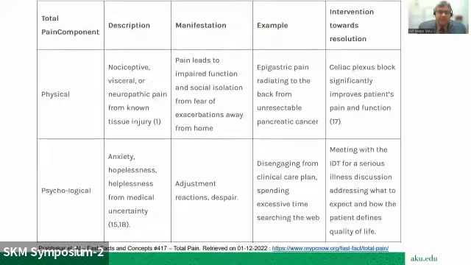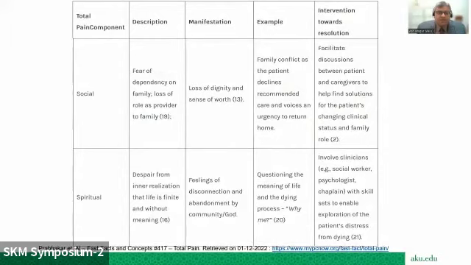physical pain. So in the next few slides, I wanted to share with you the four domains: the physical, the psychological, the spiritual, and the social aspects of suffering. And you can very easily understand that our patient was experiencing symptoms in the physical domain and the psychological domain, and also in the social and the spiritual domain.